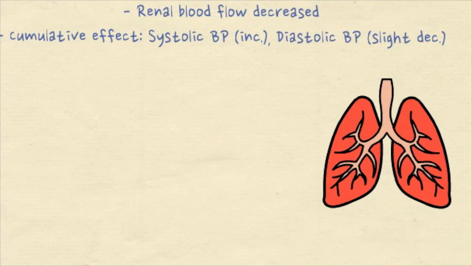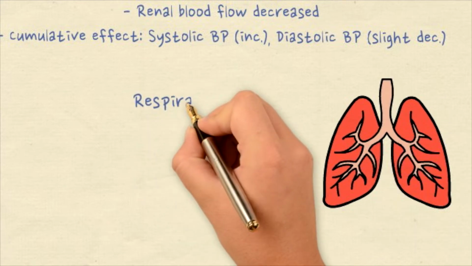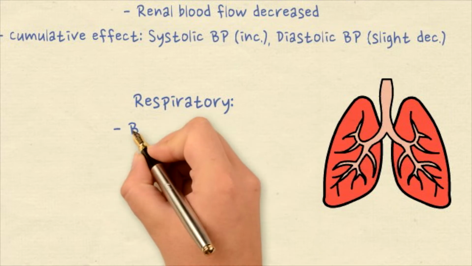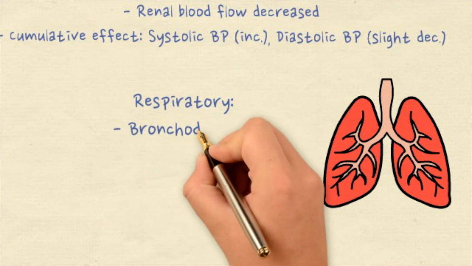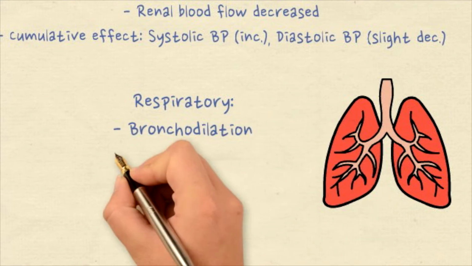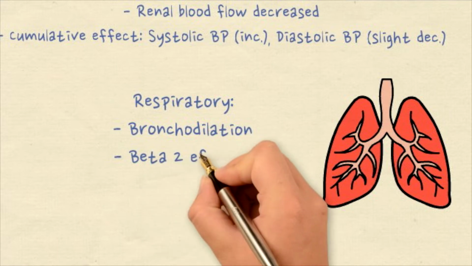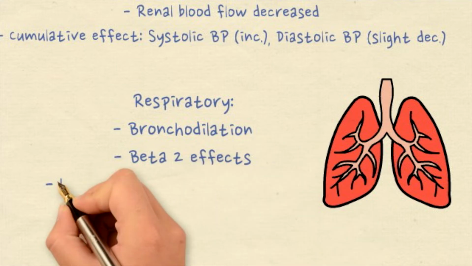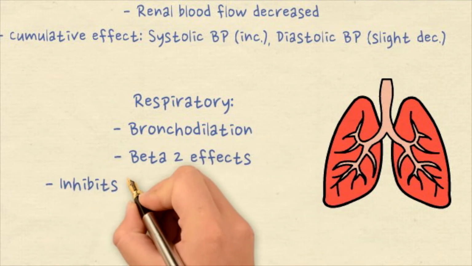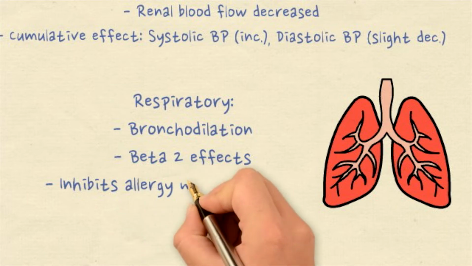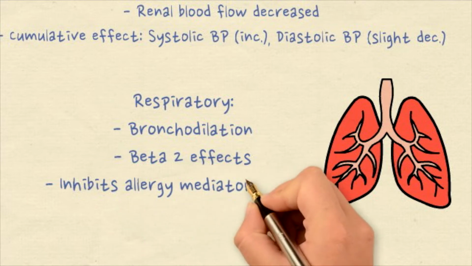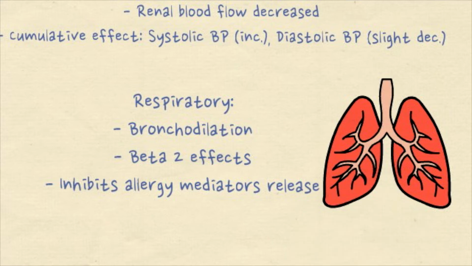So, now let's talk about the effects of epinephrine on the respiratory system. Epinephrine causes powerful bronchodilation, and this bronchodilation is because of its effect on the bronchial smooth muscles via beta 2 receptors. It also inhibits the release of allergy mediators such as histamine.